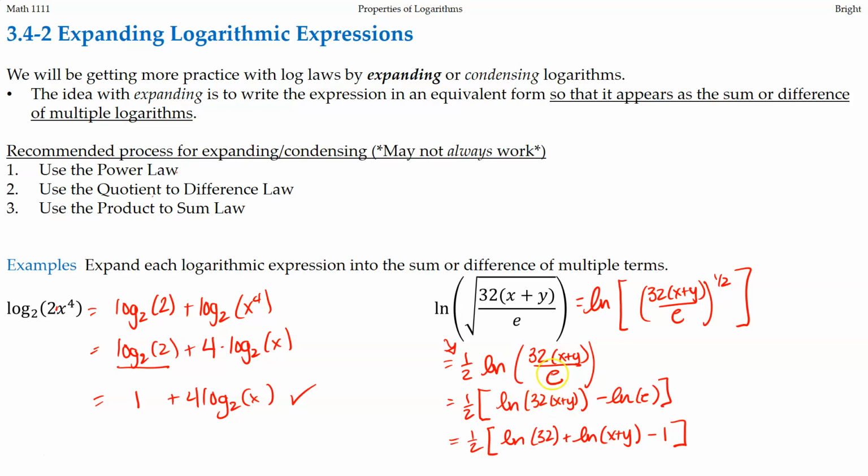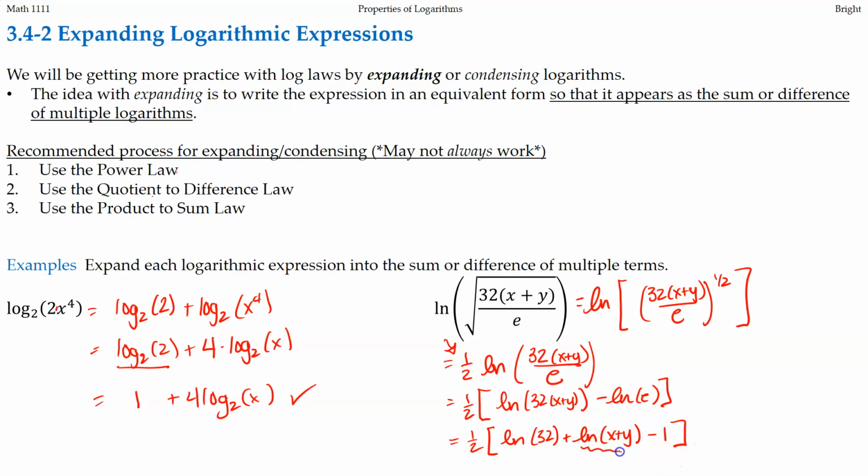Next step, I have to restart. Are there any more powers? No. Is there a quotient? There is division, so that becomes a difference between same base logarithms, so natural log. And then I restart again. Look for a power. No powers. Are there any more quotients? Nope. Is there a product? Yes, there is, between 32 and this x plus y quantity. And so that product becomes a sum of same base logarithms. Then all I did was wrap things up by saying that natural log of e was 1, and I'm done.